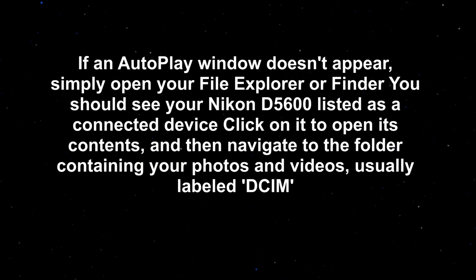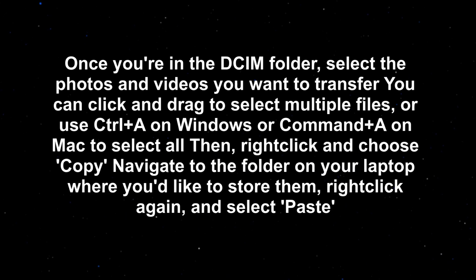Click on it to open its contents, and then navigate to the folder containing your photos and videos, usually labeled DCIM. Once you're in the DCIM folder, select the photos and videos you want to transfer. You can click and drag to select multiple files, or use Ctrl on Windows or Command on Mac to select all. Then, right-click and choose Copy.